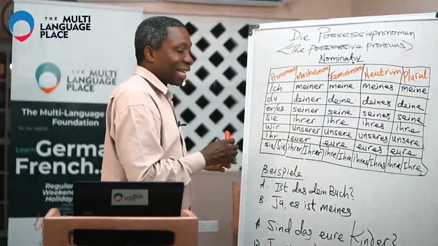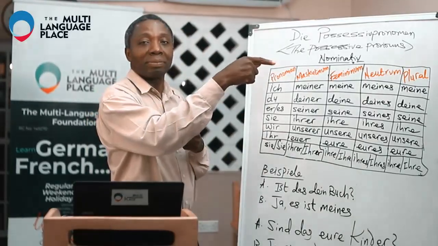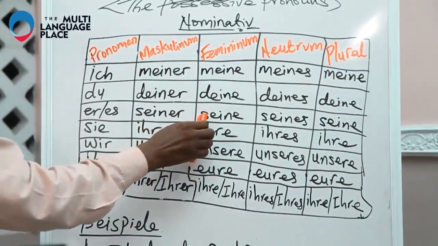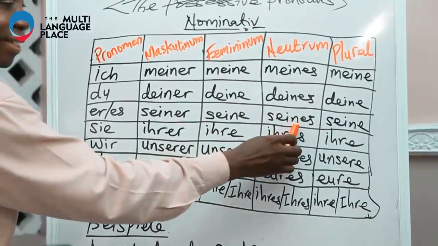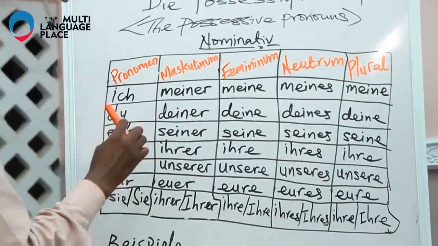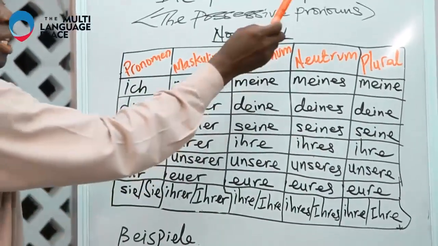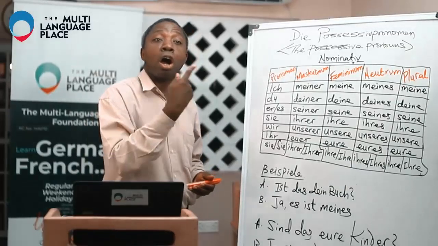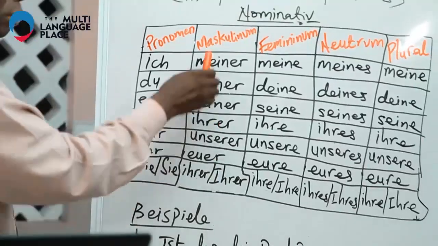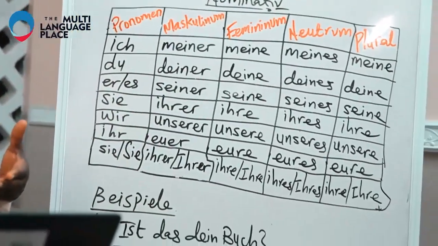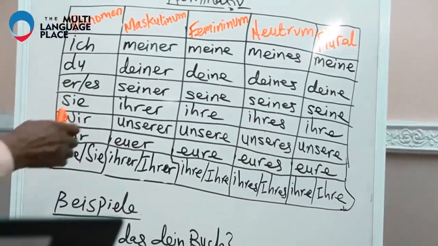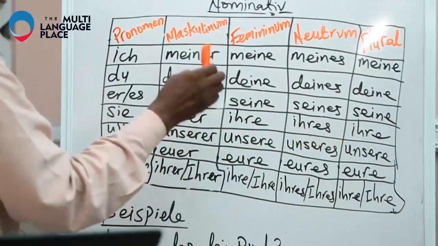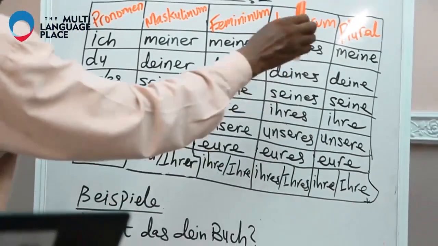Now we want to say it belongs to him, third person. So we say seiner, seine, seines, seine. The differences here have to do with masculine, feminine, neuter, and plural. And if we want to say it belongs to her, we say ihrer, ihre, ihres, ihre: masculine, feminine, neuter, plural.